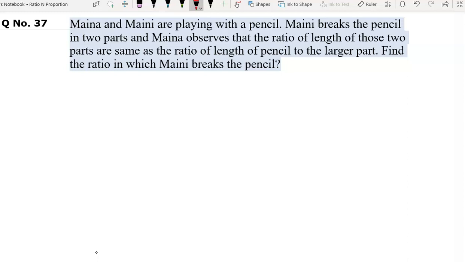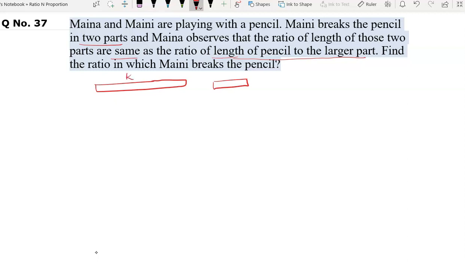Question number 37. Maina and Maini are playing with a pencil. Maini breaks the pencil in two parts and Maina observes that the ratio of length of those two parts is the same as the ratio of length of pencil to the larger part. Find the ratio in which Maini breaks the pencil. We will solve this question just like we solve questions in coordinate geometry. Let's say Maini breaks the pencil in two parts. This is the first part and this is the second part.